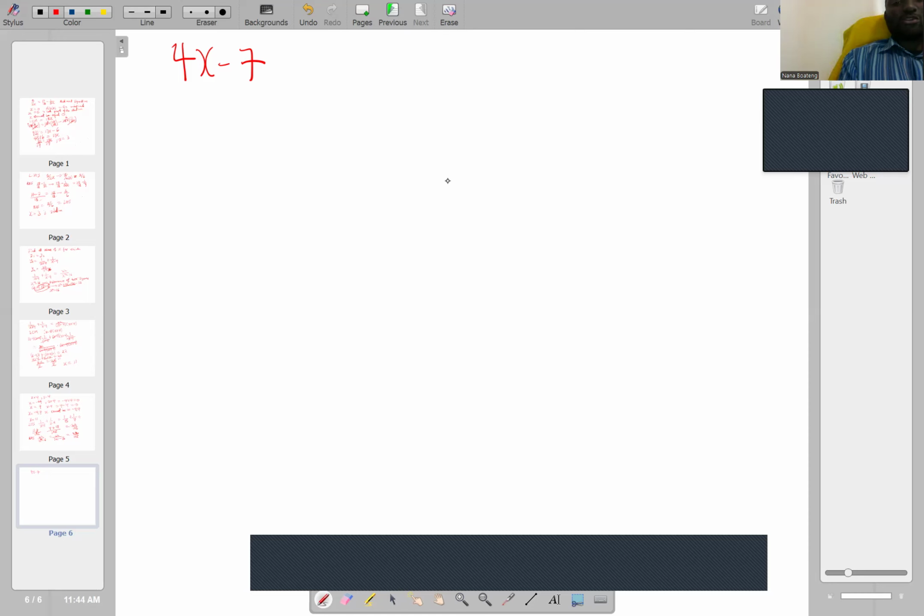So this is false. 0 cannot be equal to 8. This tells us that this equation does not have a solution, because the result we're getting is false. 0 is not equal to 8. And so that tells us that this equation has no solution, or is inconsistent.